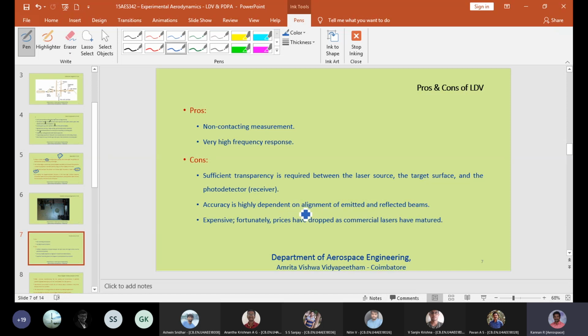And accuracy is highly dependent on the alignment of the emitted as well as the reflected beam, because it's really tough. Laser Doppler velocimetry is going to be expensive, and the main cost is associated with the laser. If you are going to get a commercial laser and the prices drop, we can get it for a lower cost.